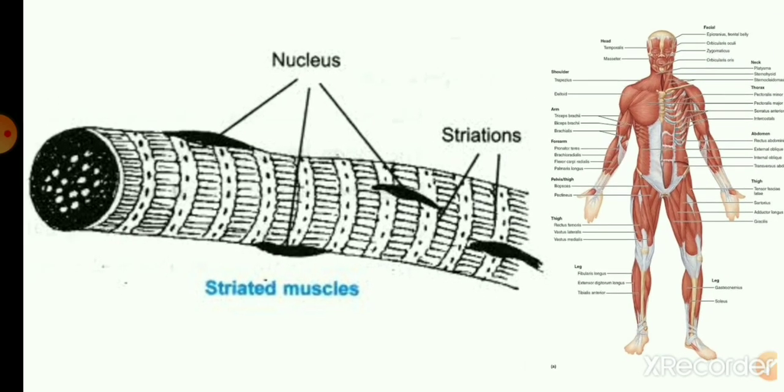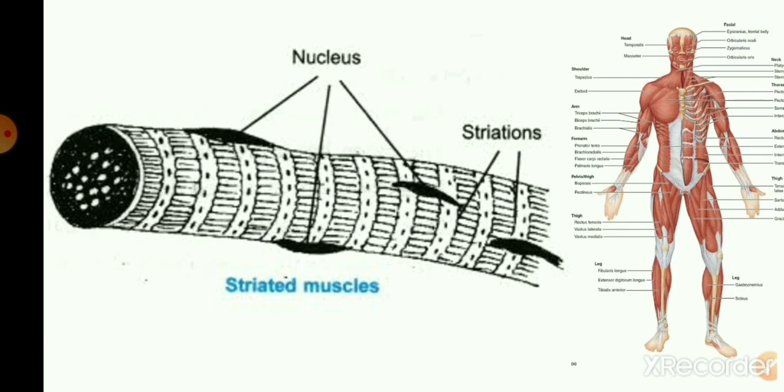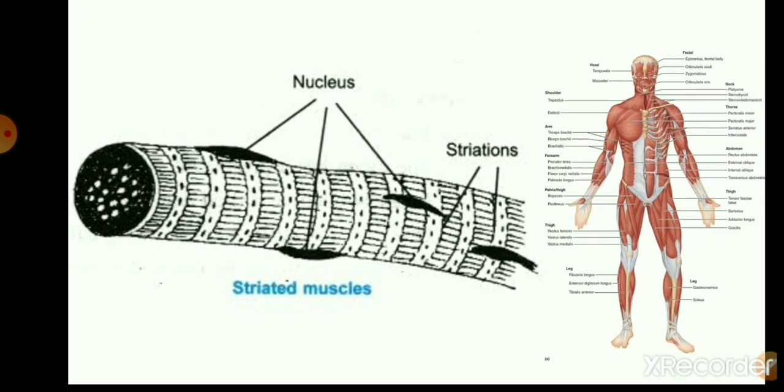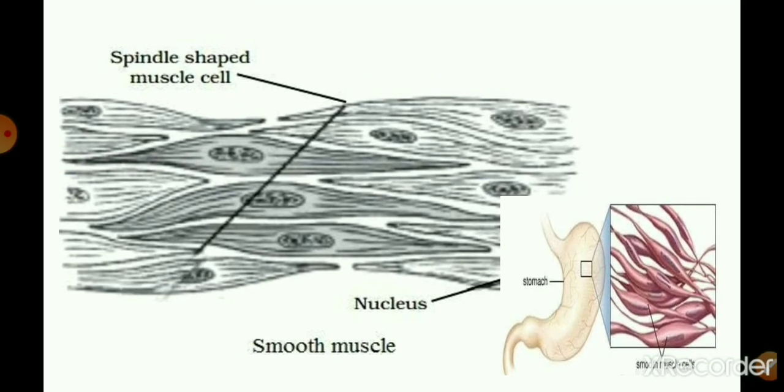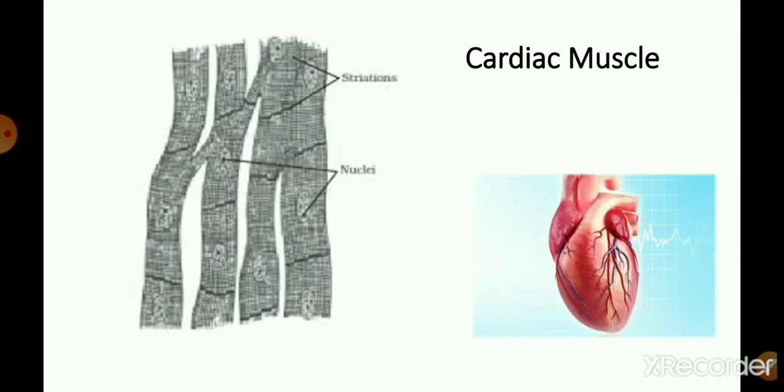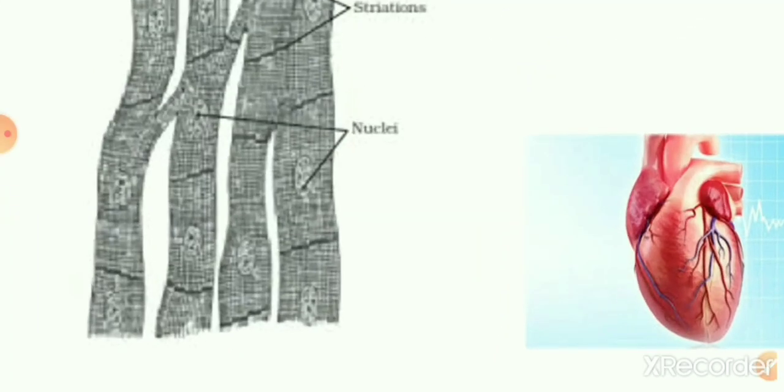The striated muscles, whose movement is under our control, are voluntary. The unstriated or smooth muscles are involuntary in nature because their movement cannot be controlled by us. And the cardiac muscles are again involuntary in function. If you see the structure, you find they are like striated muscles, but functionally they are involuntary in nature and they show rhythmic contraction. So they contract and relax rhythmically.